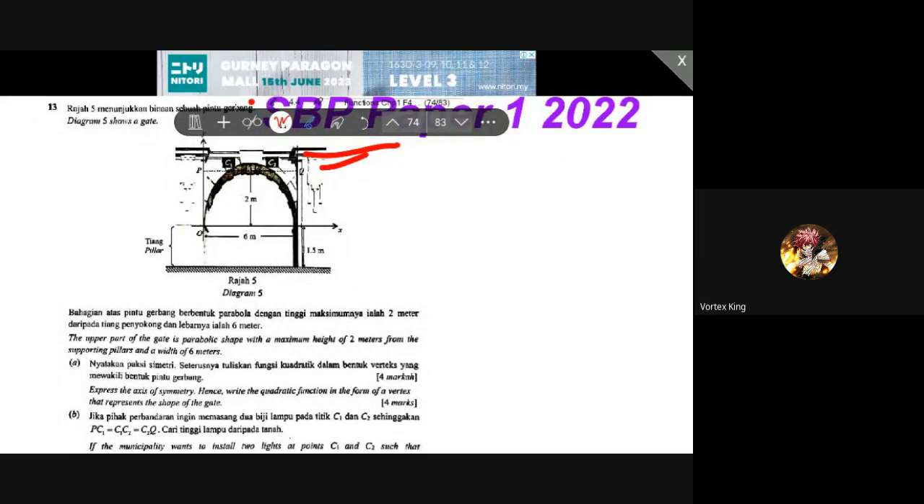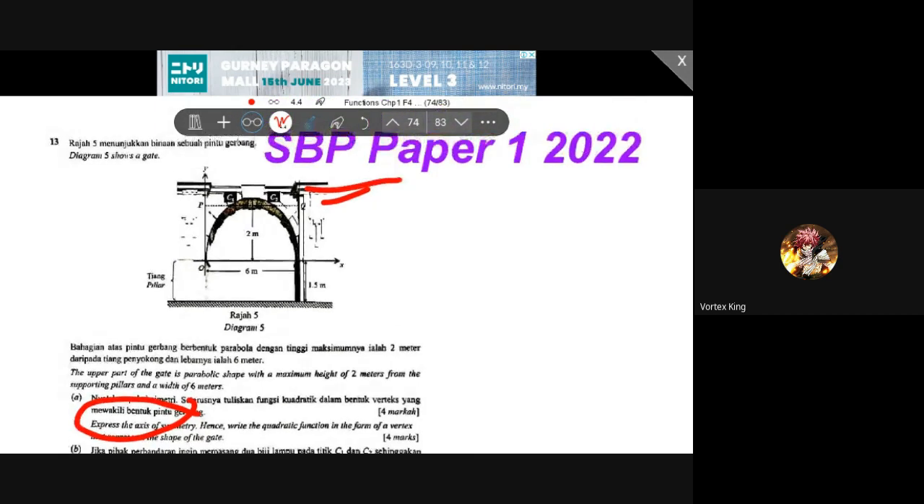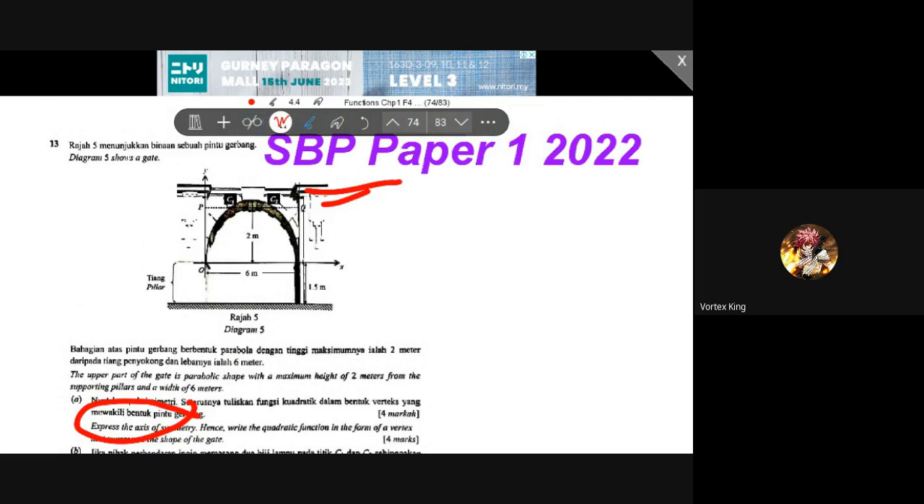Express the axis of symmetry. So ini soalan pertama kat kamu. So can you tell me straight the answer? What is the equation? Apa persamaan bagi paksi simetri kamu? Based on all the measurements over here. You can tell directly. Tak perlu equation dia pun. You don't need to have the quadratic equation. What is the equation for axis of symmetry? Yeah. Final answer. Jawapan akhir.